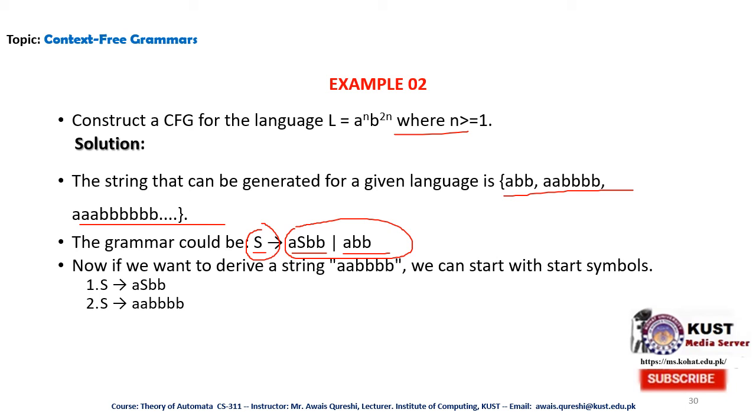Now we want to derive the string a followed by four b's. We can start with the start symbol S, and we can replace S with ABB, because the purpose is to generate this part, a and four times b. So as you can see, we have replaced S with ABB. A is the first character, and then these two characters BB appear over here.